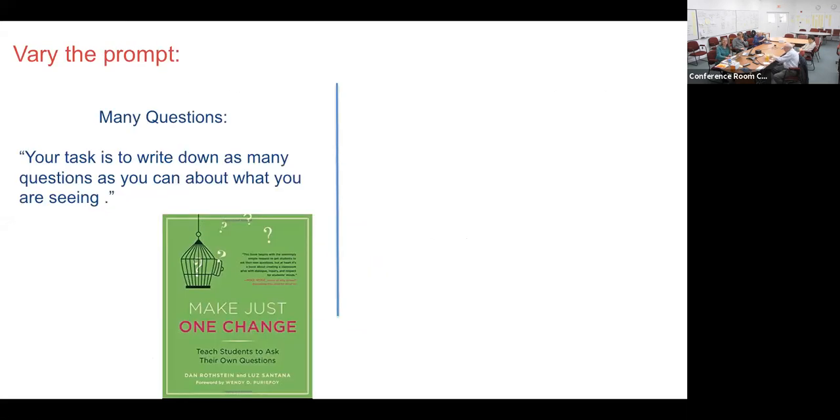We also varied the prompt, the directions with which we elicited our questions. The first prompt we used was basically: your task is to write down as many questions as you can about what you're seeing.